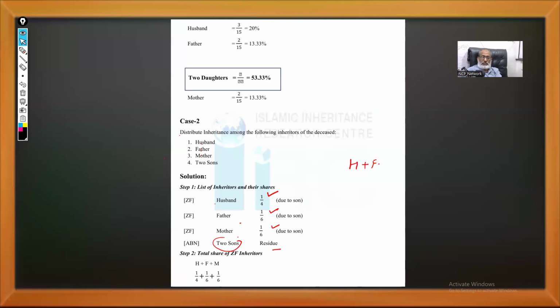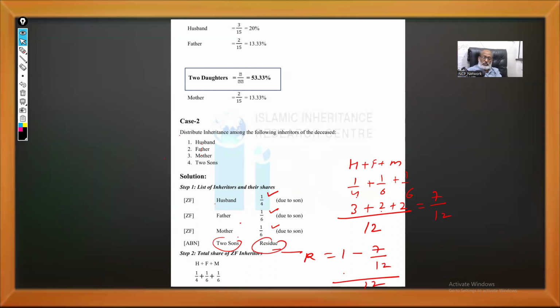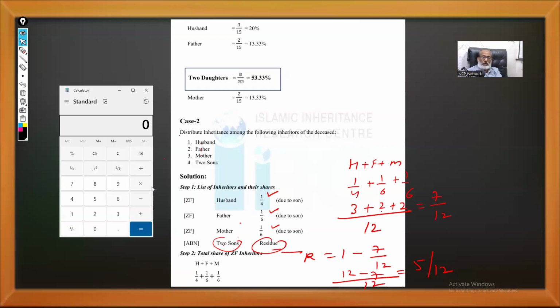husband, father, and the mother, that is 1/4 and 1/6 and 1/6. The LCM will be how much? That is 12. 4 threes are 12, 6 twos are 12, and 6 twos are 12. That is 3 plus 2 plus 2, that is 7/12, which means the residue will be 1 minus 7/12. So this is 12 minus 7, that is 5/12. So if two sons are there, they will get 5/12.